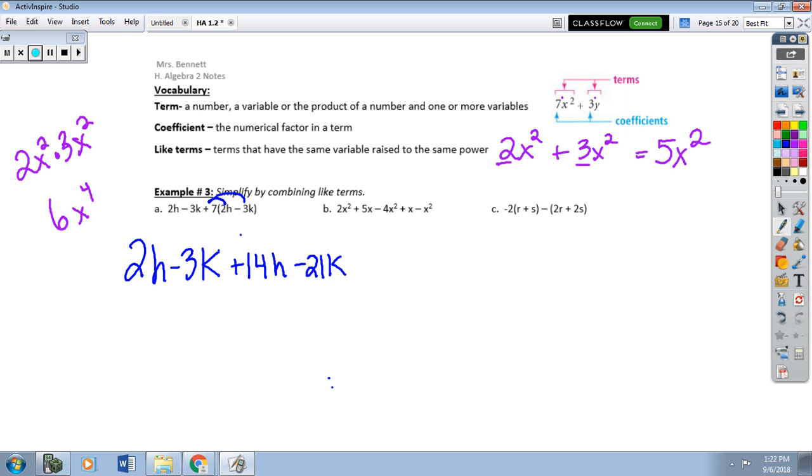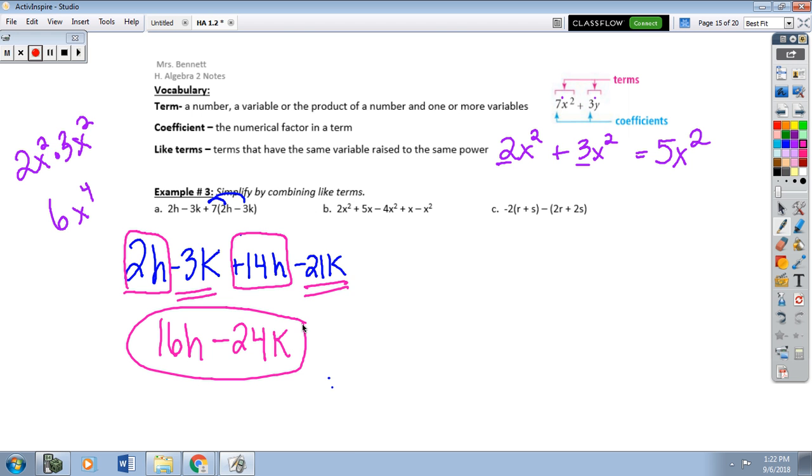And then we'll just combine our like terms, anything that has the same variable raised to the same power. So we have 2h plus 14h, which will get us 16h. And then just be careful with your signs. This is a negative 3 and a minus 21, which will get me a minus 24. Okay.